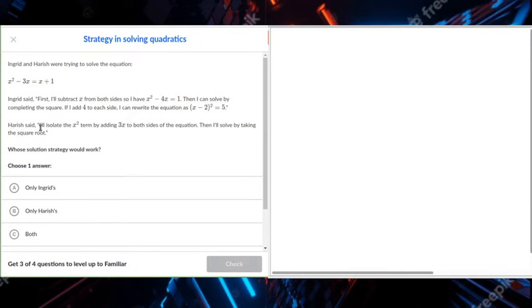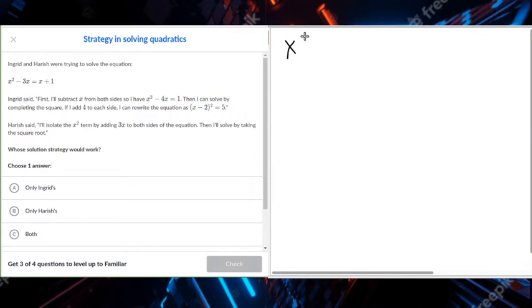And Harish said, I'll isolate the x squared term by adding 3x to both sides of the equation. Then I'll solve by taking the square root. Whose solution strategy would work? So let's look at both of these, okay, and what they do.